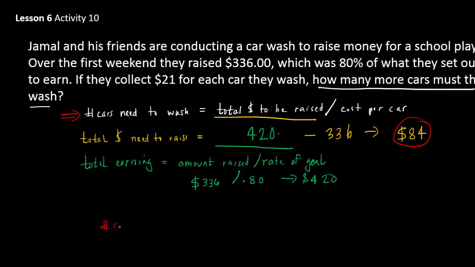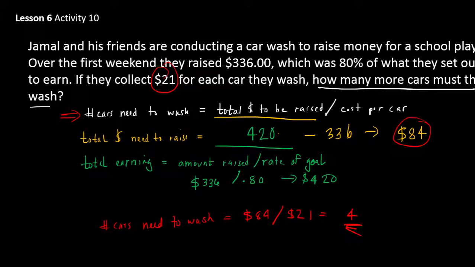So the number of cars they need to wash is equal to the total amount of money they need to raise, which is $84, divided by the cost per car, which is $21. So it looks like they still need to wash 4 more cars.